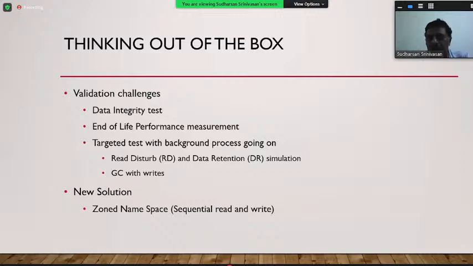That will be called, so that now I have a targeted way of saying, when this background process is going, I want to do this ABC test. I want to probably pump in a lot of data. I want to write a lot of data, or I want to read a lot of data.